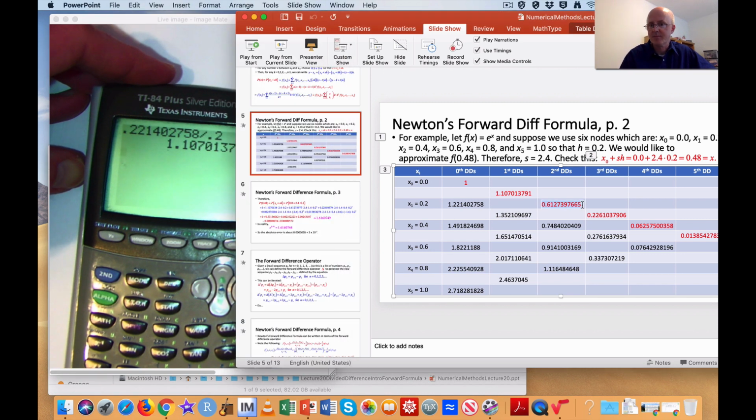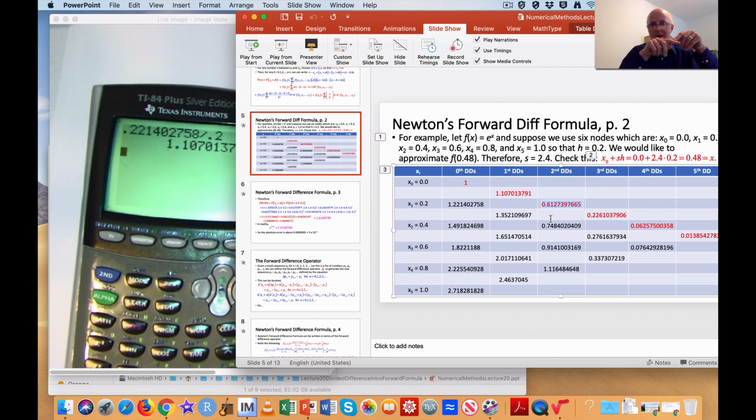Let's check this number. That's a second divided difference. It's 0.61273976665 if you can't quite see it. That's, notationally, f square bracket x0, x1, x2.